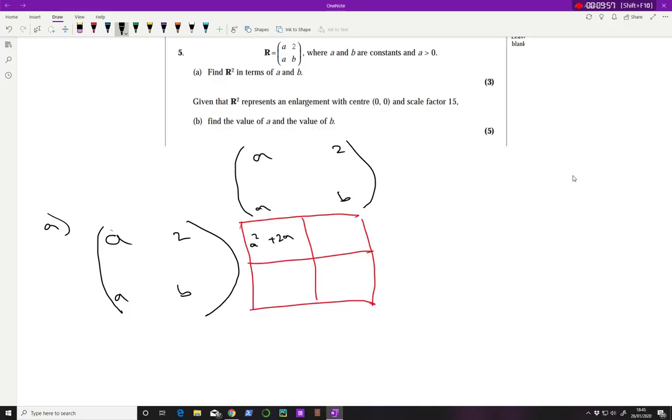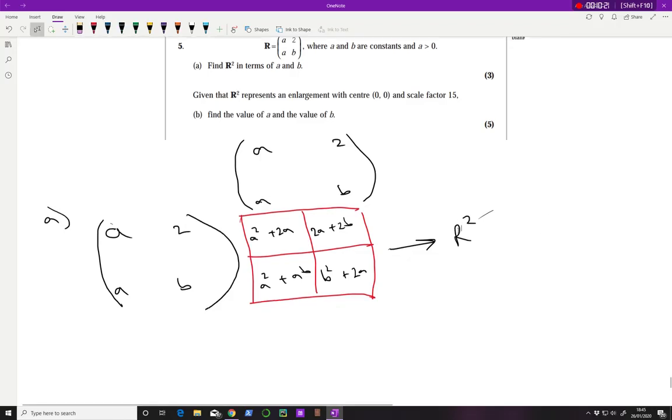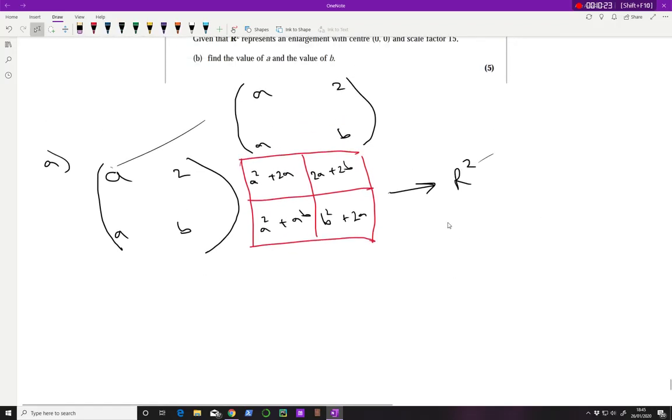And using that same method, the answer in this box here is going to be 2a plus 2b. The answer in this box is going to be a squared plus ab. The answer in this box here is going to be b squared plus 2a. And that is our matrix R squared. Okay, very straightforward.